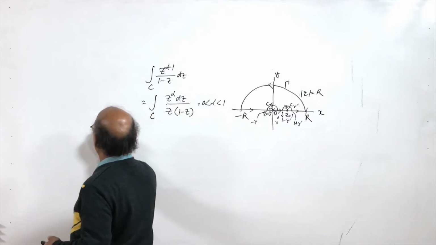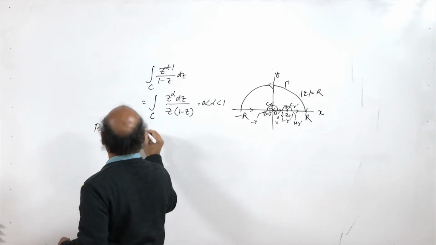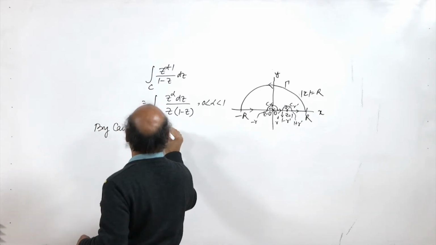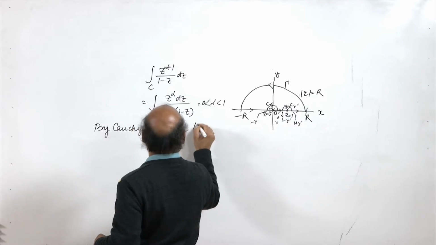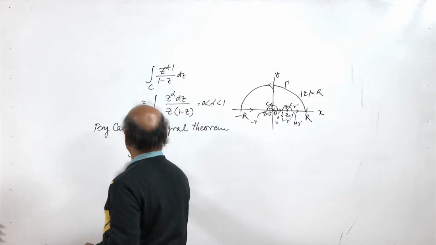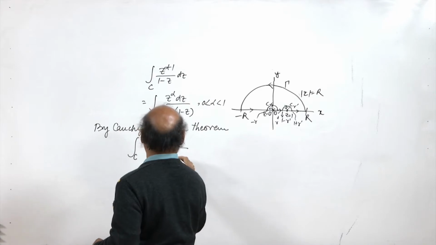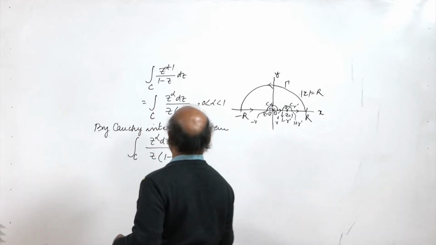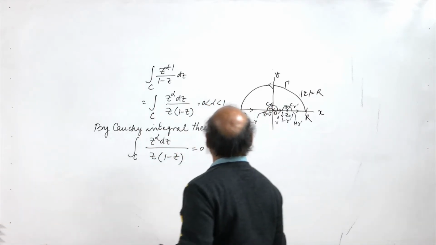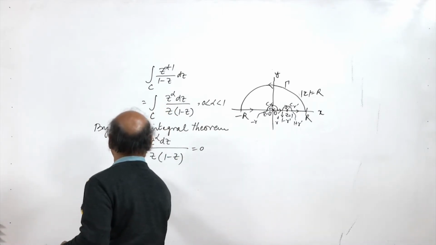So, by Cauchy integral theorem, the integral over C of z to the power alpha dz divided by z into 1 minus z will be equal to 0. Now, this is the integral over gamma, and we can break it into parts.